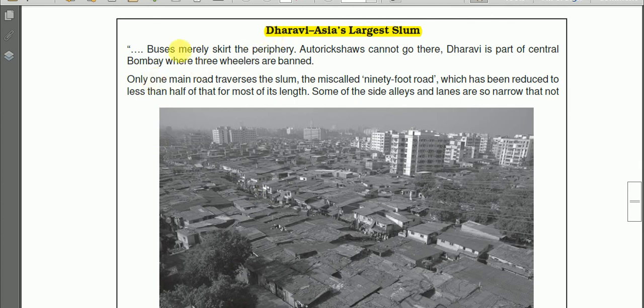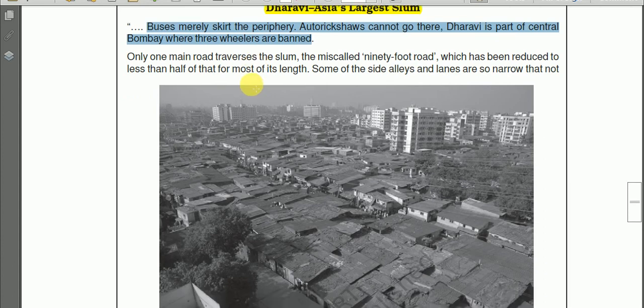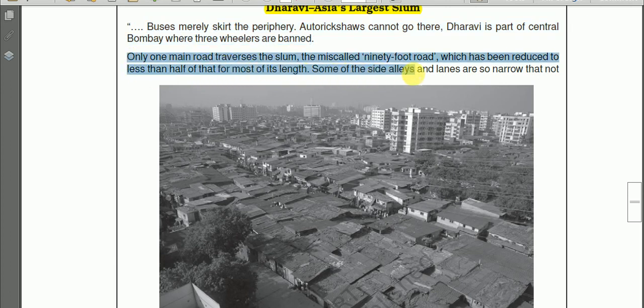Buses merely skirt the periphery. Buses rarely run on the periphery of Dharavi. Auto rickshaws cannot go there. Dharavi is the part of central Mumbai where three-wheelers are banned because of the narrow streets. And one main road traverses the slum, the miscalled 90-foot road, which has been reduced to less than half of that for most of its length.